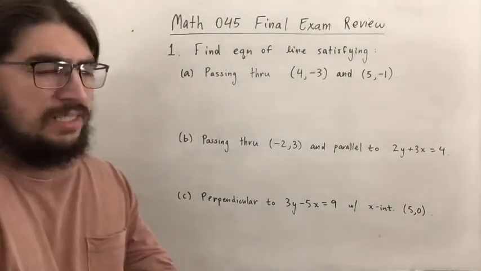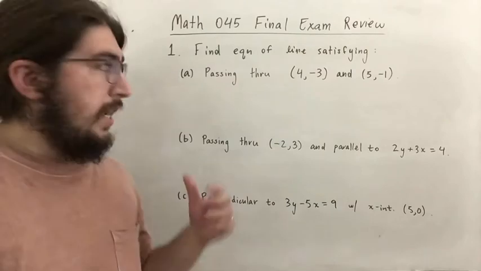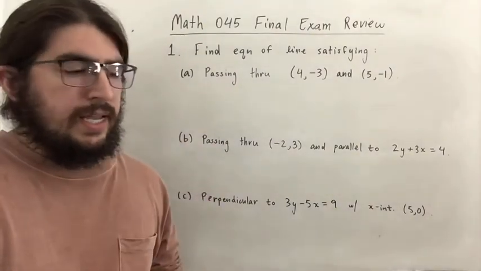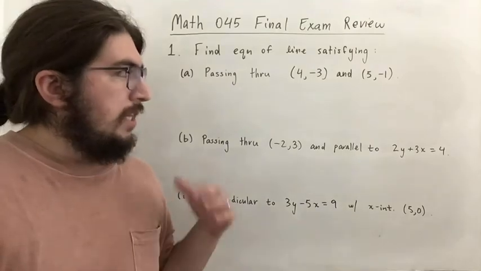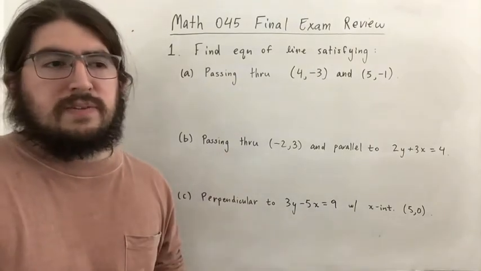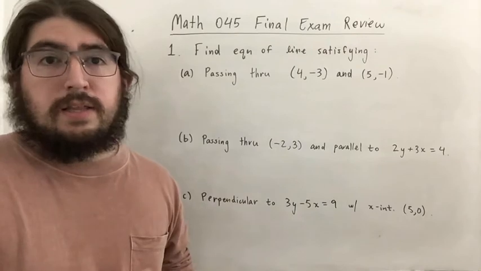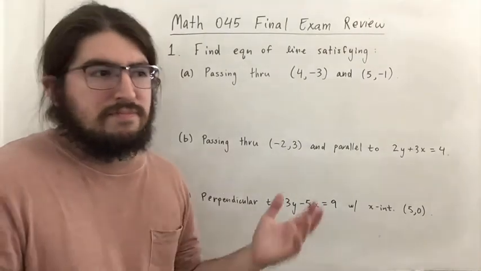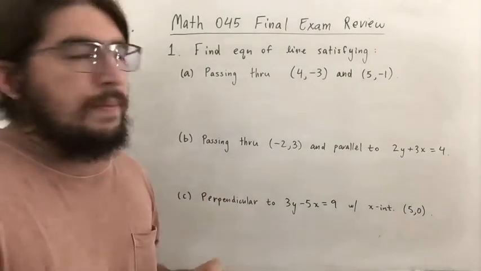Question 1 here asks us to find the equation of the line satisfying each of these three, so there's three parts to this question, I should say. It also specifies in the question that we must write our answer in slope-intercept form. But we'll see that that comes out naturally anyways. Just solve for y basically.